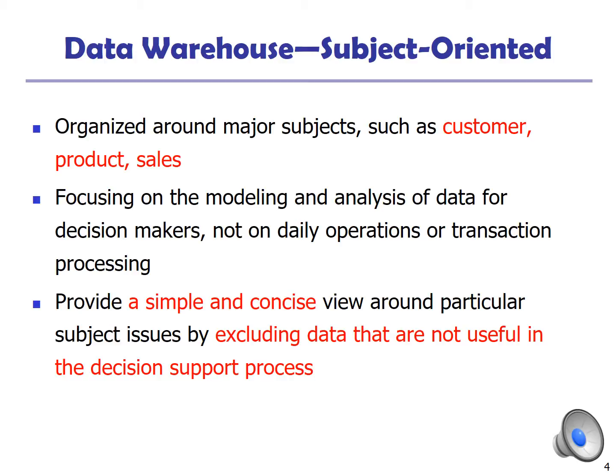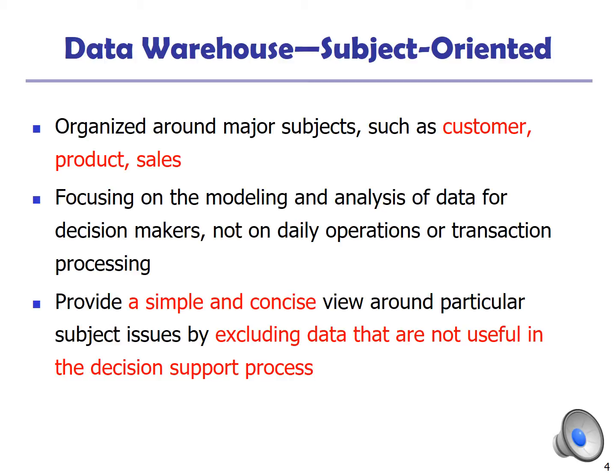It provides a simple and concise view around major subject issues, and it excludes the data which is not useful in the decision support process. A simple example of this: we looked at attribute subset selection in the previous chapter, as part of your data pre-processing. In there, what did we do? We selected the data which is useful for data mining in the future.